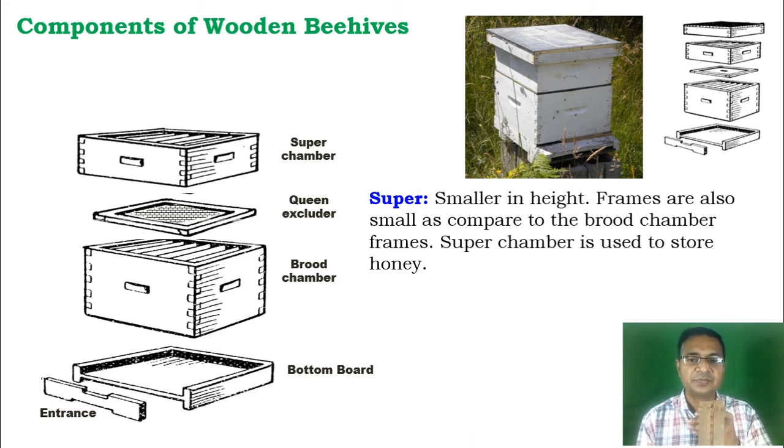Through that space the honeybees can easily move from one frame to another, which is effective for proper monitoring as well as storing of the food material. And in the super chamber, only honey is stored. The bees can store the honey in the super chamber.